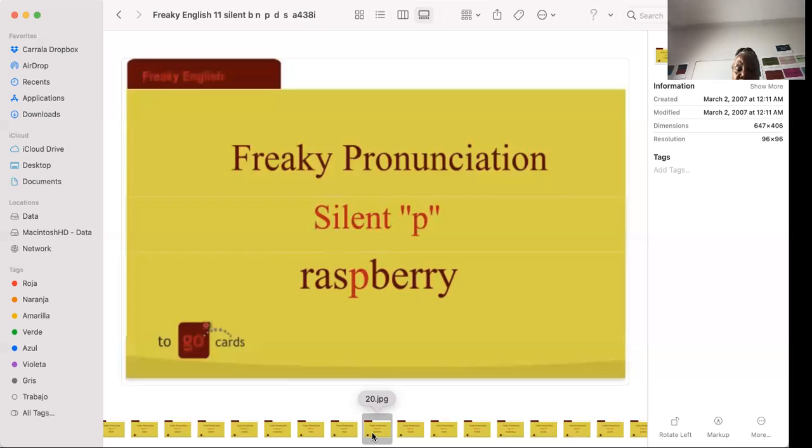Raspberry. Receipt. Once again, just like debt, the reason you have the P is because it looks closer to the origin of the word, which is Latin. They put the P in there, even though it's silent, so it can look closer.